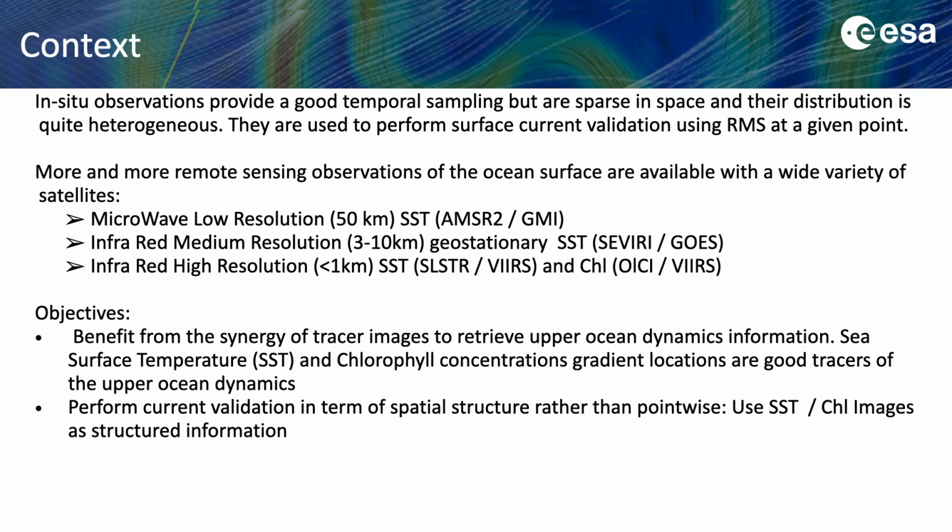Regarding SST, we now have three different kinds of observations: microwave low-resolution images, such as AMSR2 or GMI; infrared medium-resolution geostationary images from several sensors, for example, where we have at least one observation every hour; and finally, infrared high-resolution SST using sensors aboard quasi-polar satellites such as Sentinel-3 with SLSTR or VIIRS, for example.